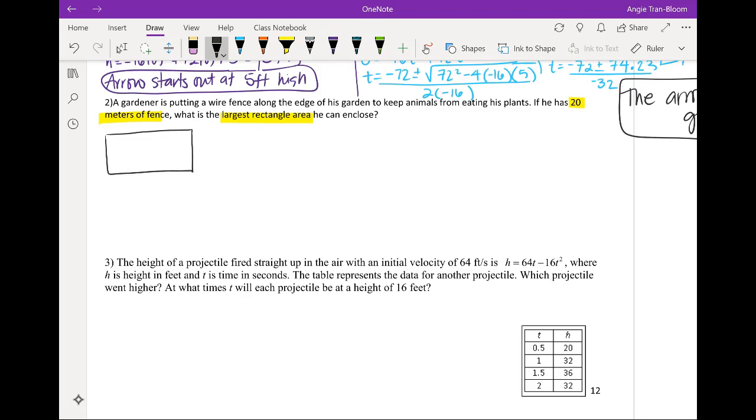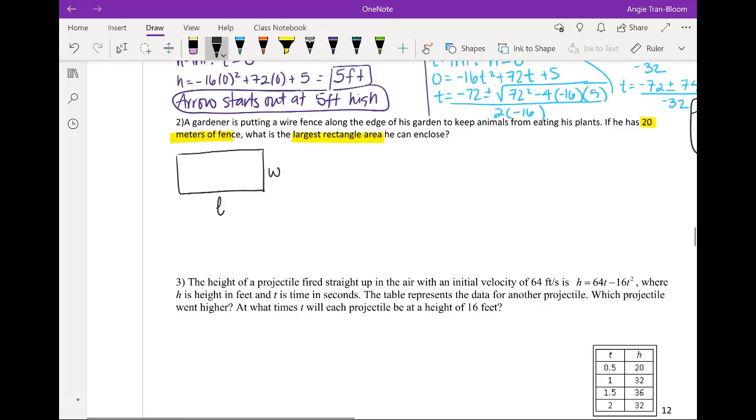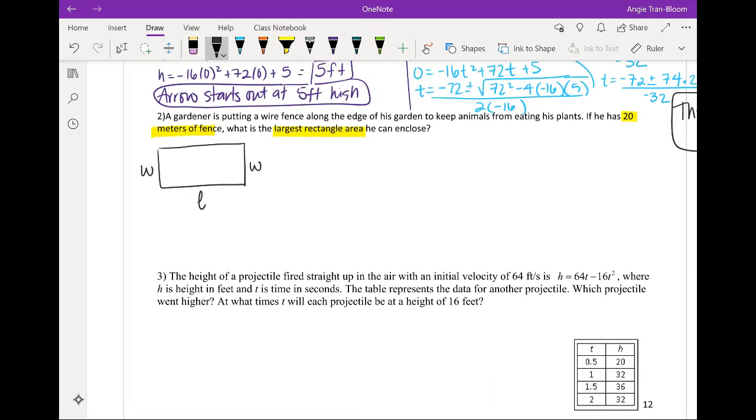We will label the rectangle. We can call it length and width, or base and height, or X and Y. What variable would you like to use today? Length and width. So L and W. Okay, so this is W, and this is also L on the top. You have a total perimeter of how much? 20.